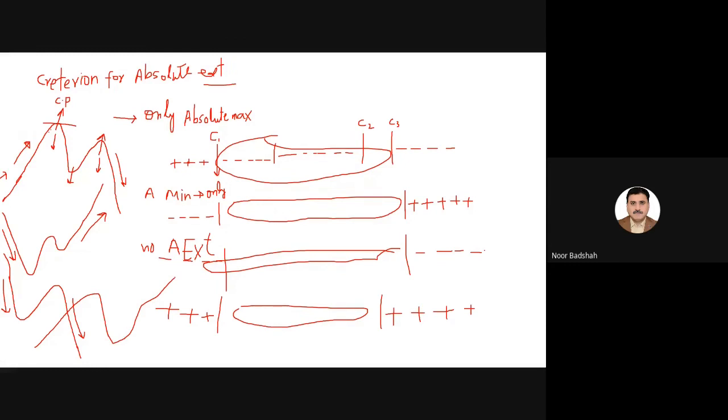So that's the concept used: if extreme left is plus and extreme right is minus, only absolute max. If extreme left is negative and extreme right is positive, only absolute minimum. And if extreme right and left both have the same sign, there will be no absolute extreme. Keeping in mind, we are considering functions here.